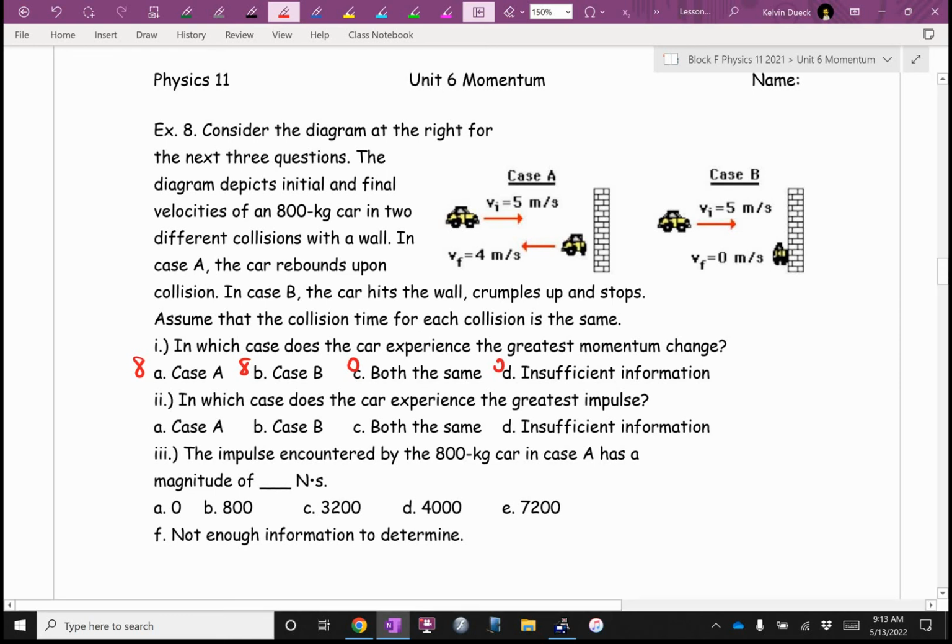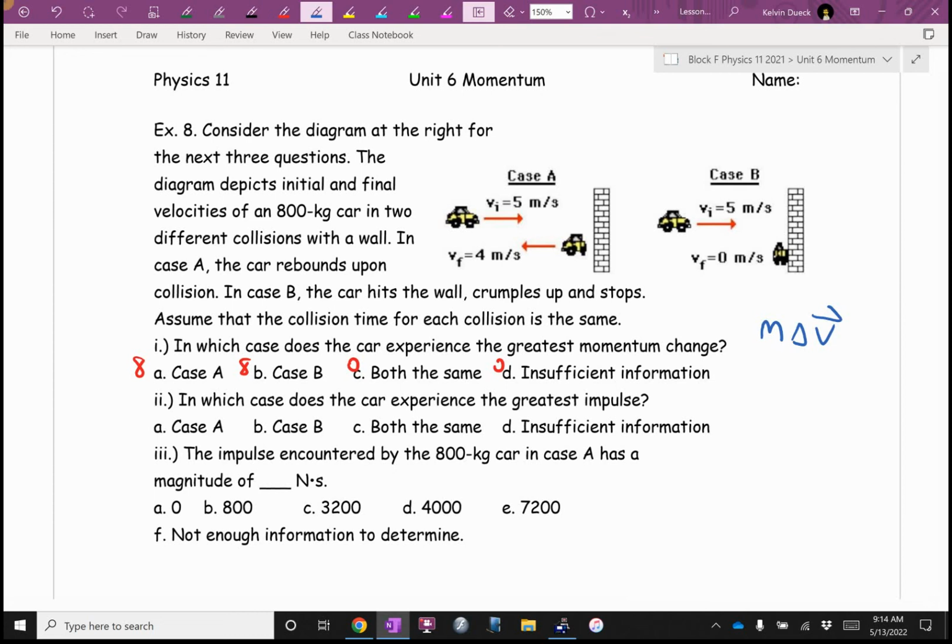How do I calculate momentum change? It's mass times change in velocity, yeah? So I think the one that undergoes the biggest momentum change went through the biggest change in velocity. Jonah, what's change in anything? Final minus initial. Which one of those gives you a bigger answer, A or B? Now we have to pay attention to directions.